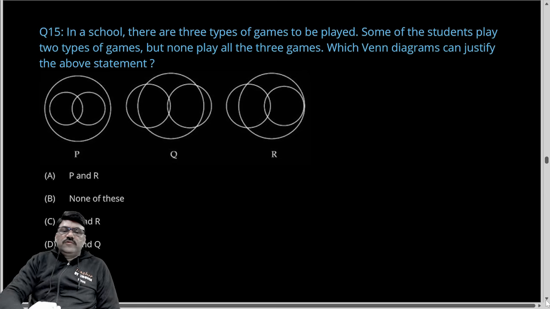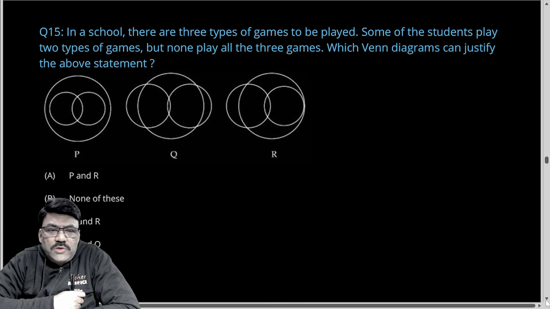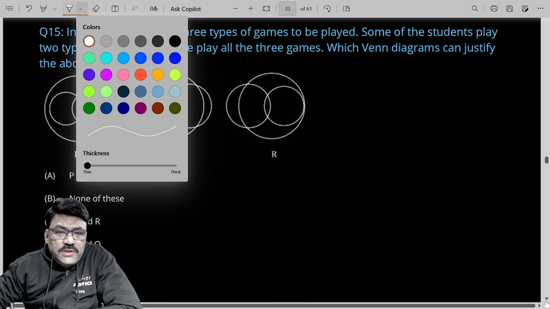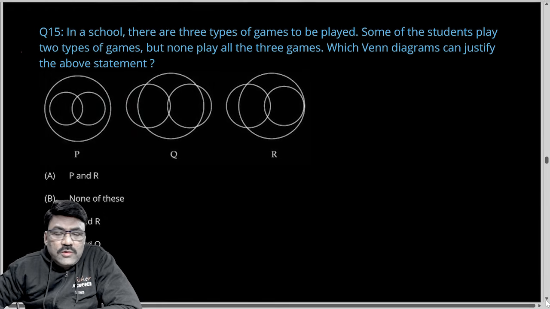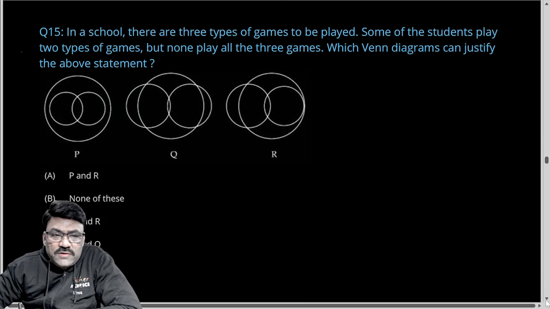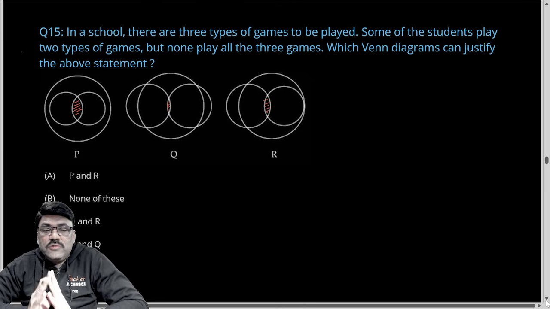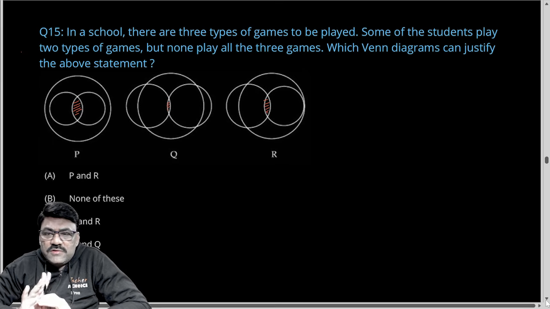In a school, there are 3 types of games to be played. Some of the students play 2 types of games, but none play all 3 games. Means the intersection of all 3 should be empty. So which Venn diagram can justify the above statement? The intersection should be empty here because none of the students play all the 3 games. But you can see that in all the 3 given Venn diagrams, the intersection is not empty. We have an intersection here, and here, and here. But the intersection should be empty. So none of these 3 Venn diagrams justify the given statement. The answer will be B, which is none of these.